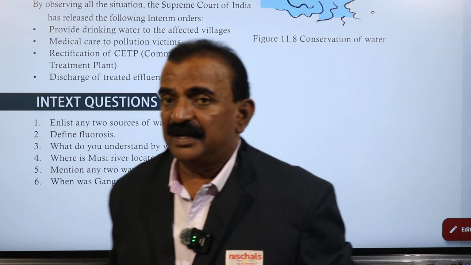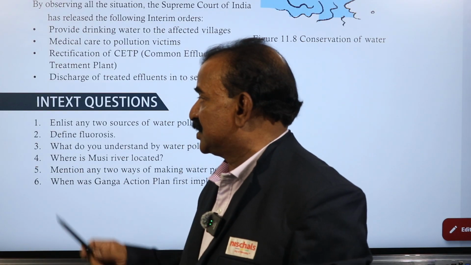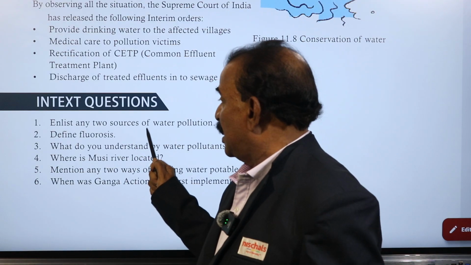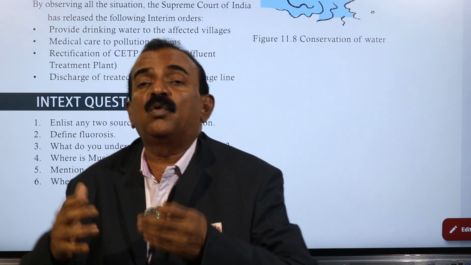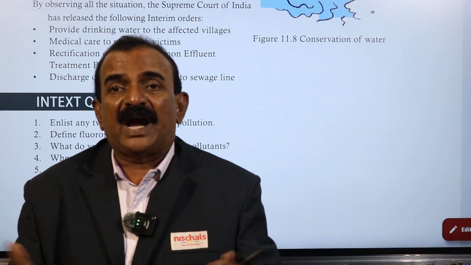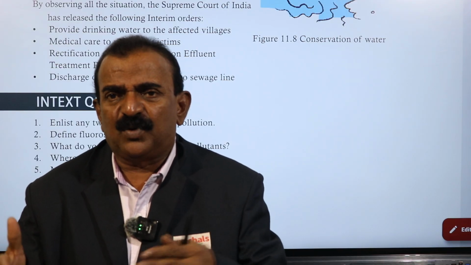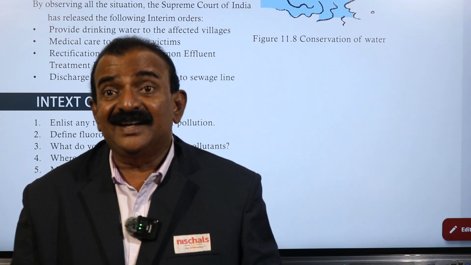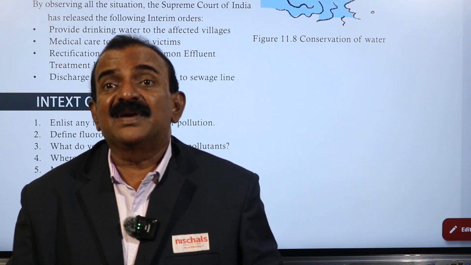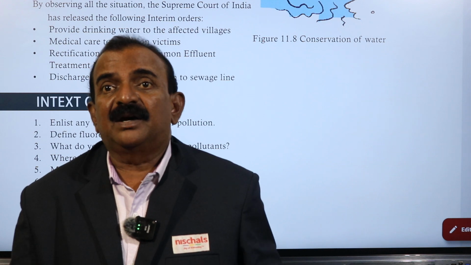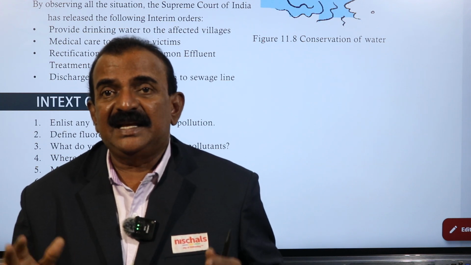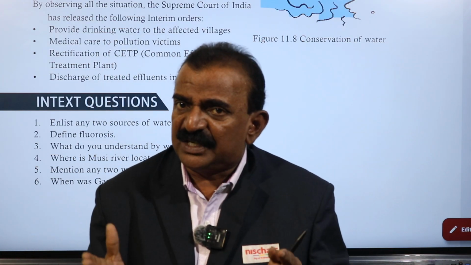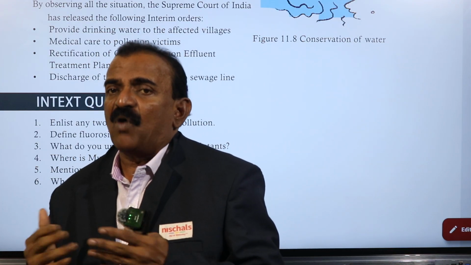Here you are observing six questions. First question: enlist any two sources of water pollution. How is water polluted? What is pollution? Entry of pollutants into the water is called water pollution. Domestic waste, industrial effluents, chemical waste, urban waste, and also agricultural runoff are some of the causes of water pollution.